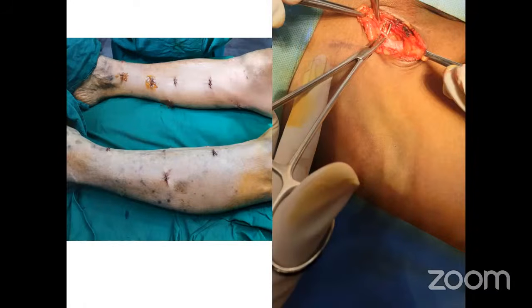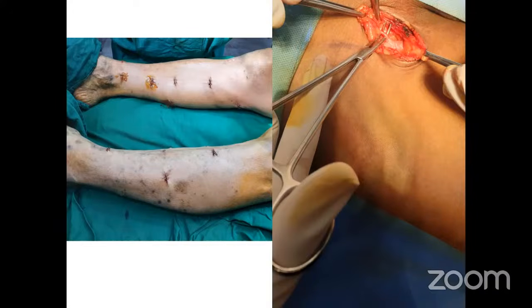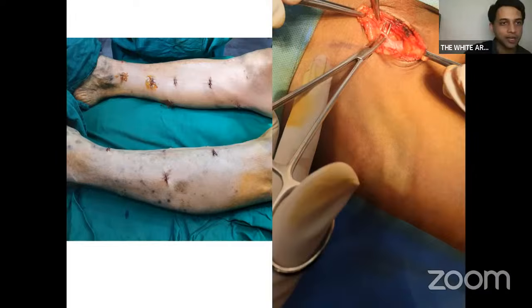Reticular vein is less than 1 mm. Then telangiectasia 1 to 3 mm size. Sorry, you are telling it the wrong way. Telangiectasia or spider, the thready veins, are less than 1 mm. 1 to 3 mm is the reticular veins. More than 3 mm is the varicose veins. Clear?